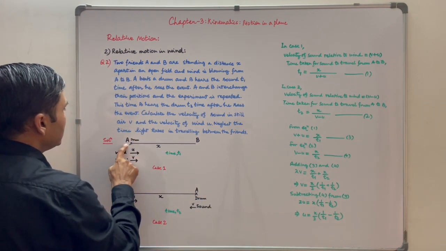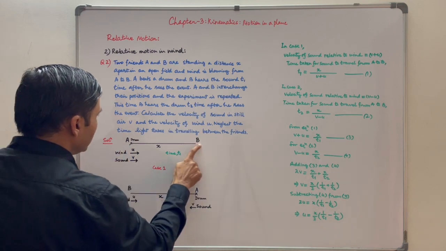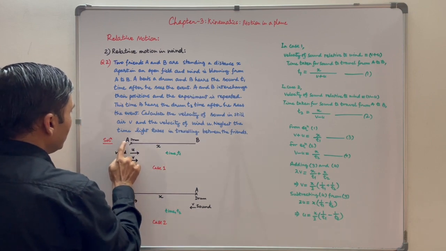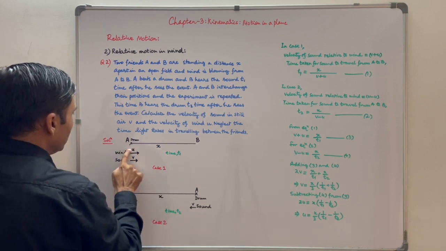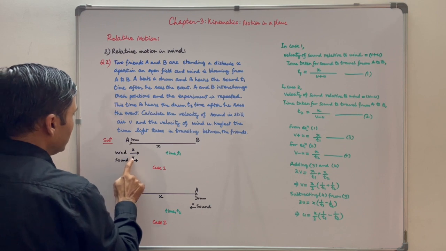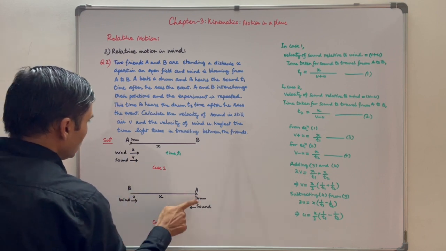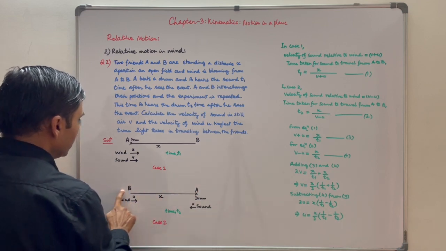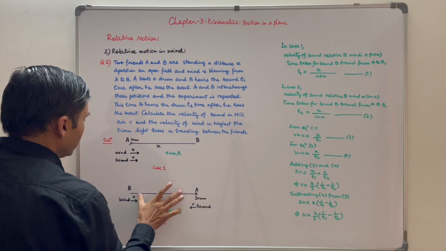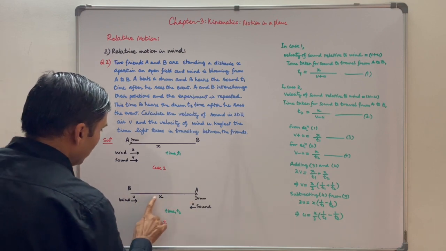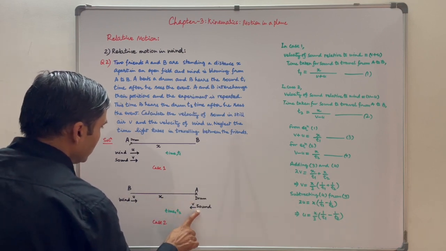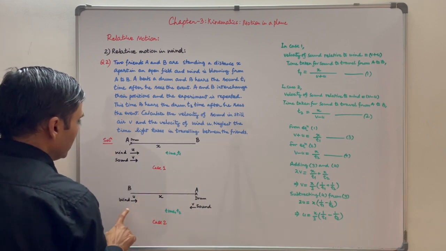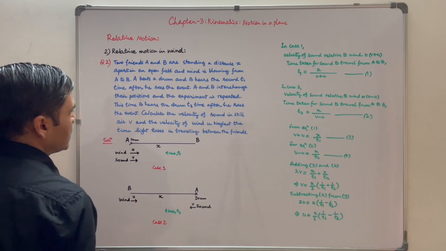Suppose A is sitting here with the drum and B is here. The distance between them is given as x. Wind is blowing from A to B with speed U and sound travels with speed V. Now in case 2, they interchange their positions. A comes here with the drum and B is here. The distance between them is the same. The wind direction is also the same. The direction of sound changes. So in case 1, wind and sound direction are the same. In case 2, they are in opposite directions.